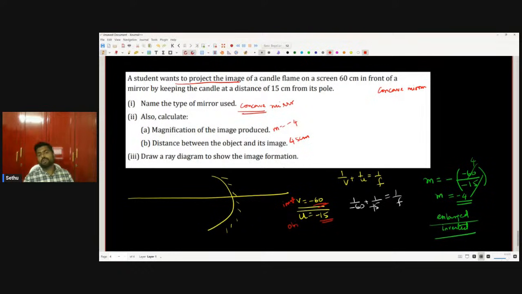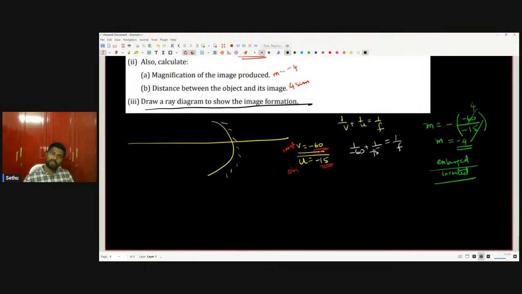Draw a ray diagram to show the image formation. Now here, once again, you need to think a bit. The image is enlarged. But when do you get an enlarged image? If you keep the object between the center of curvature and the focus, you end up getting an enlarged image. So you must draw your diagram like this.